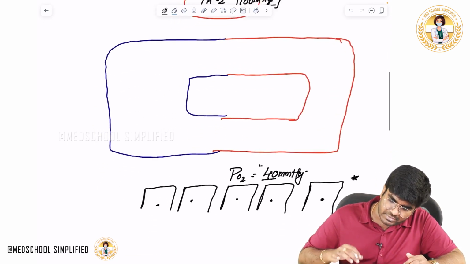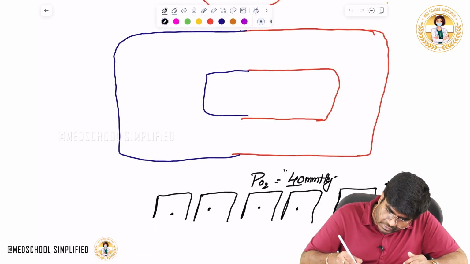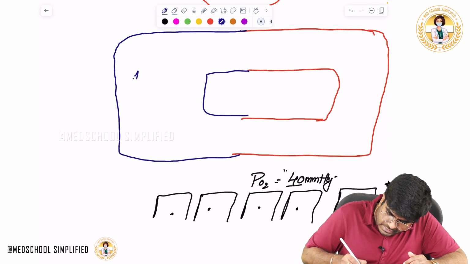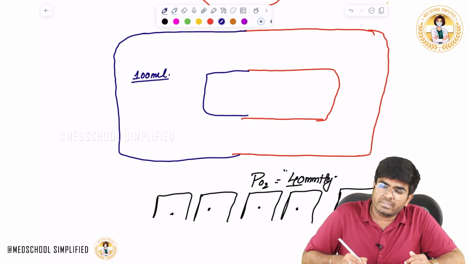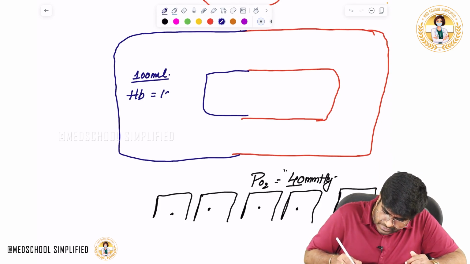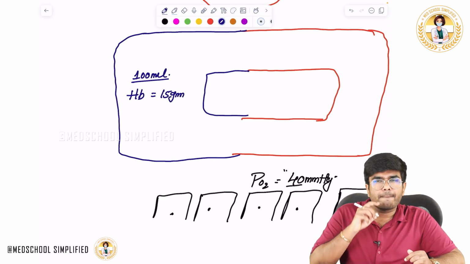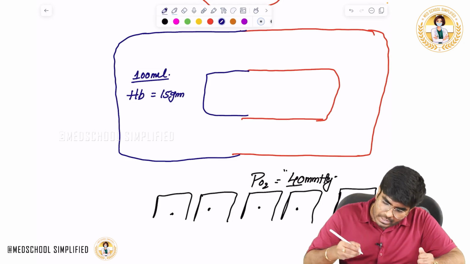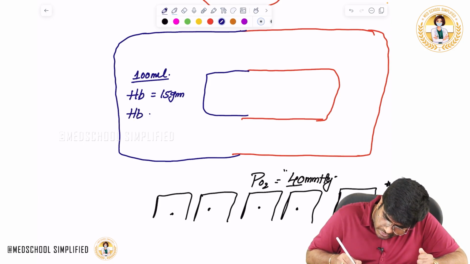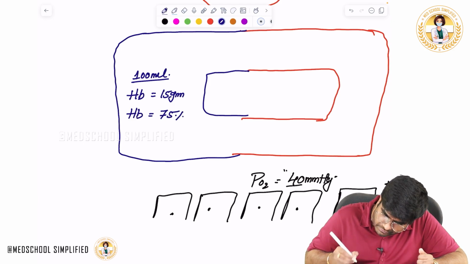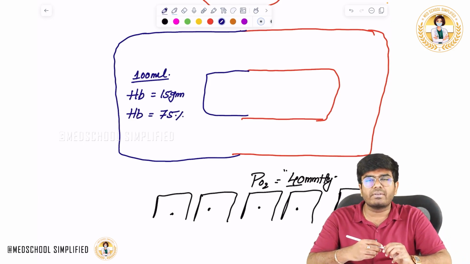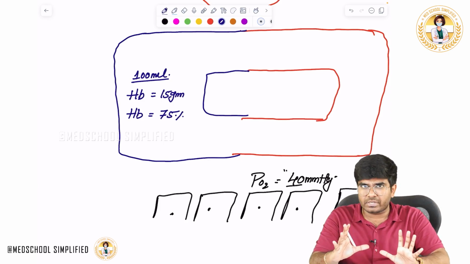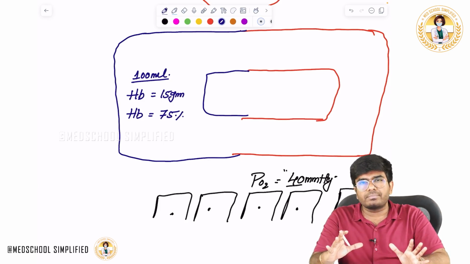Now first look at the venous blood. I am taking 1 deciliter, that is 100 ml, of venous blood. In 100 ml of this venous blood, how much hemoglobin is there? 15 grams of hemoglobin, in an adult male weighing 70 kilograms who is absolutely alright. Now, what about the hemoglobin saturation? The hemoglobin molecule is 75% saturated. That's normal. Hemoglobin saturation in the venous blood is 75%.